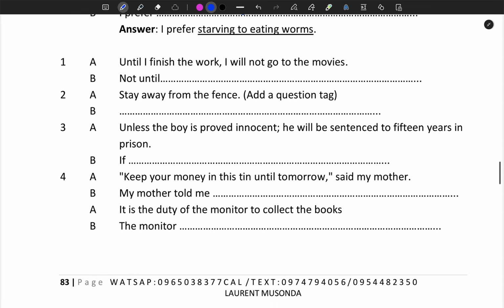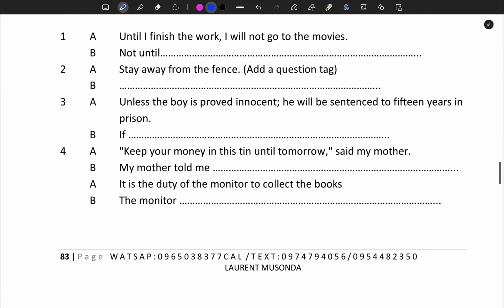Now, we have question 1. I'm sure now we are clear because we did a similar question with until. Until I finish the work, I will not go to the movies. So there is a condition that for me to go to the movies, I have to make sure that the work is done. Then we have not until I finish the work.